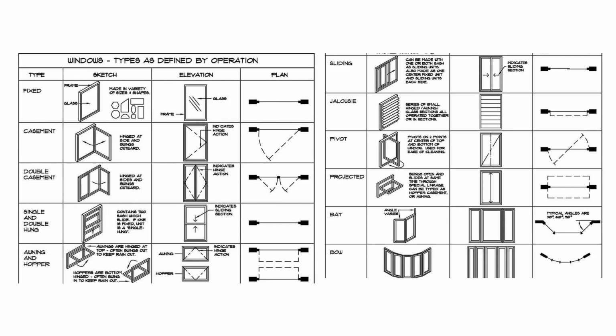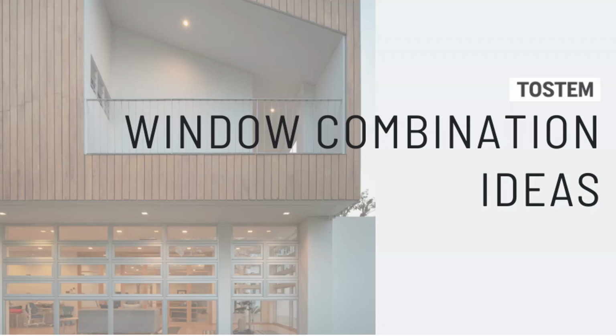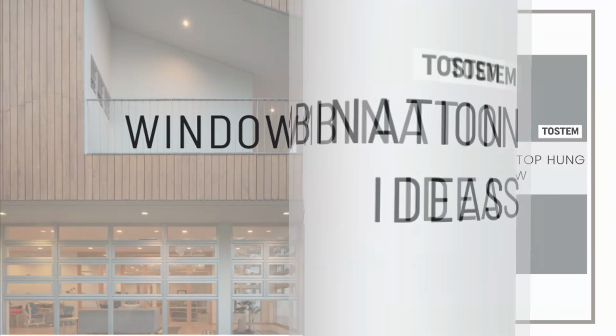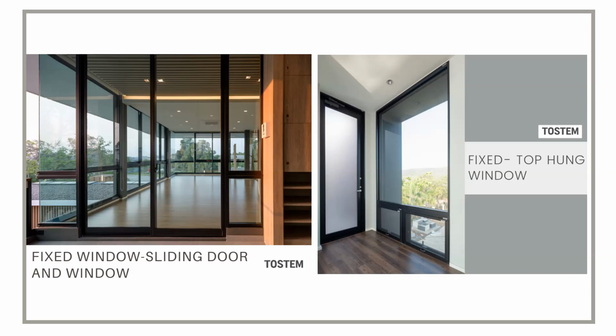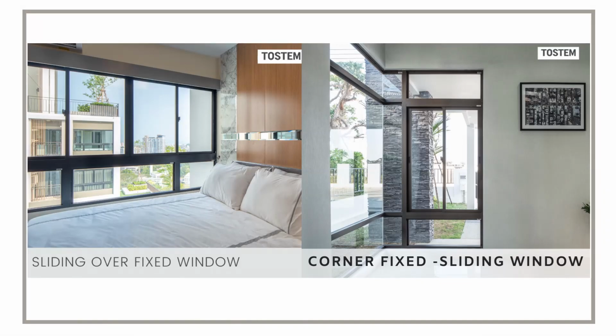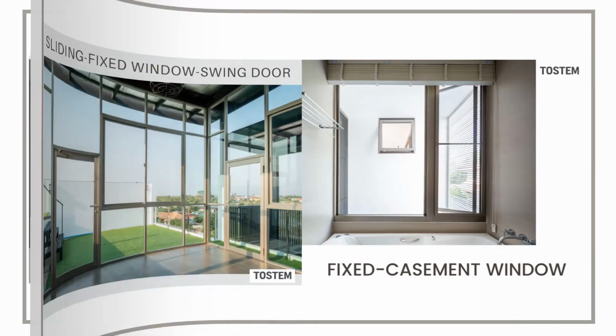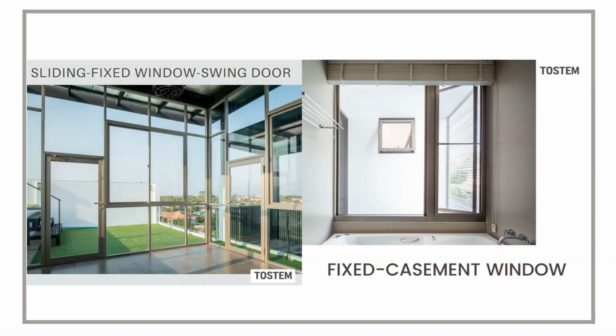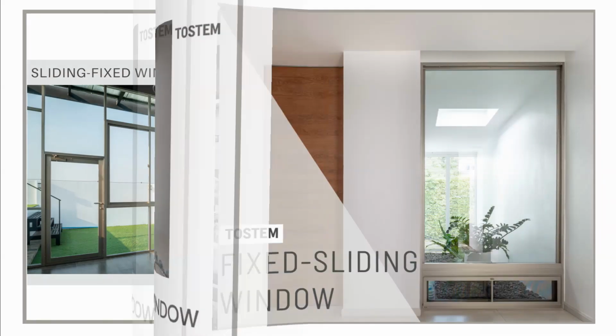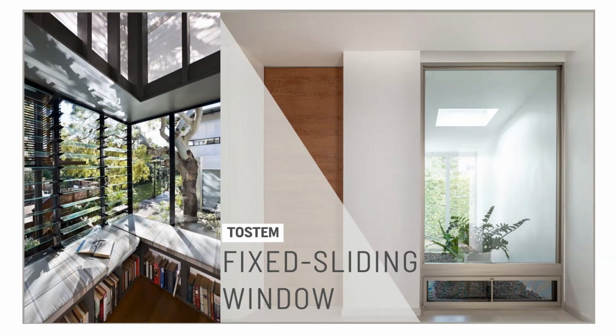So we also have the sliding and the jalousie, the pivot, the projected, the bay, and the bow windows. These are window combination ideas based on Toadstone. We have your fixed window, sliding door, and window combination. We have your fixed top hung window, and then the sliding over a fixed window, corner fixed sliding window. We have your fixed casement window, fixed top hung window, and then the sliding fixed window, swing door, fixed casement window, and then the fixed sliding window.